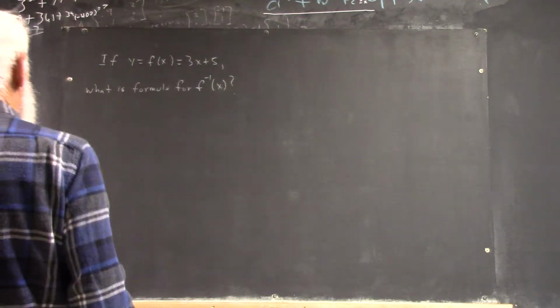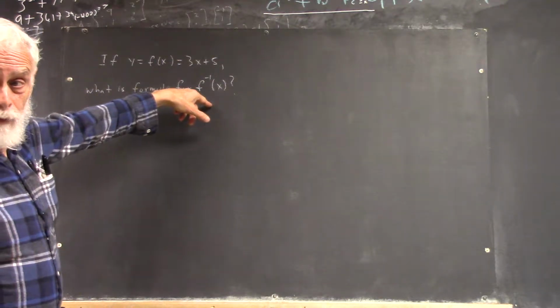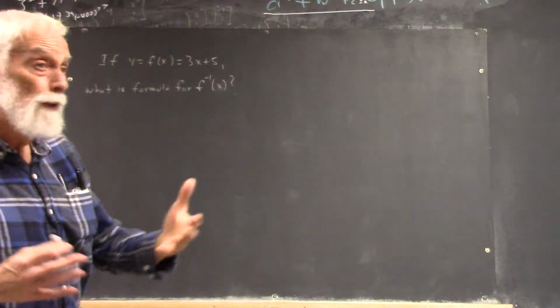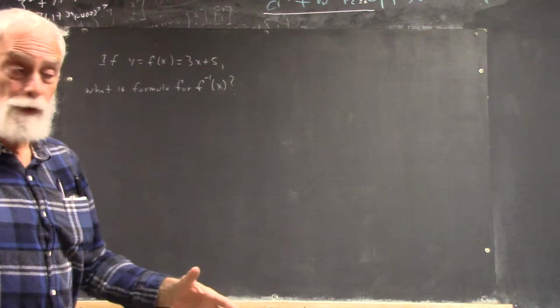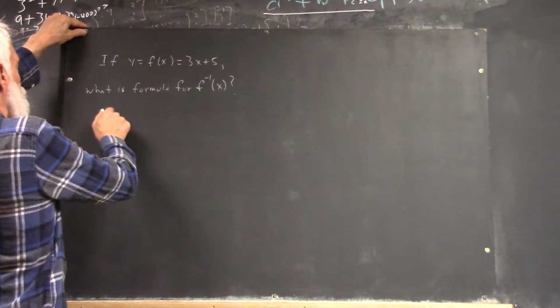Okay? This function, f of x, has an inverse. Call it f inverse of x. Okay? To find the inverse, it's very simple. Although the algebra is not always simple, what you start with is very simple.